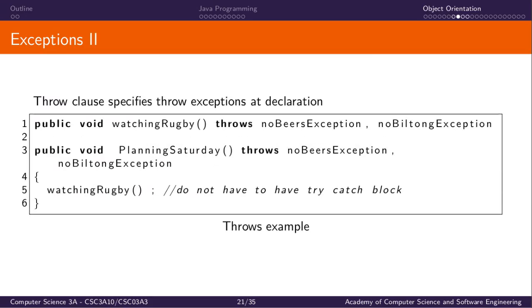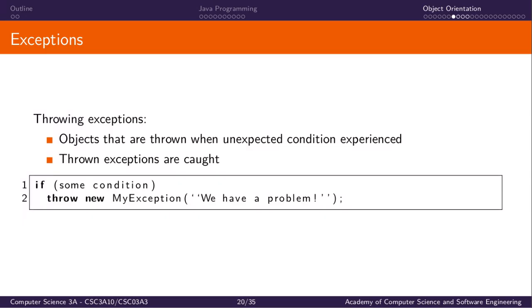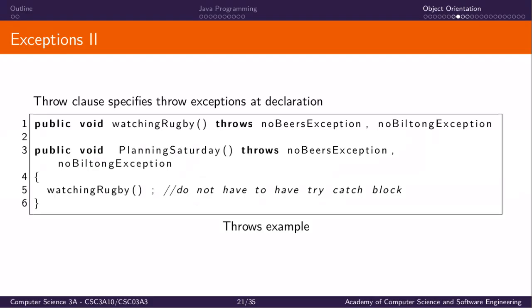Okay, we have a little example of this. Our previous class throws a new my exception, we have a problem. And so here we have a method watching rugby. It doesn't have a try-catch block within it, but it can throw an exception. And so any method that calls that can also then throw that exception. So here we have planning Saturday that calls watching rugby.